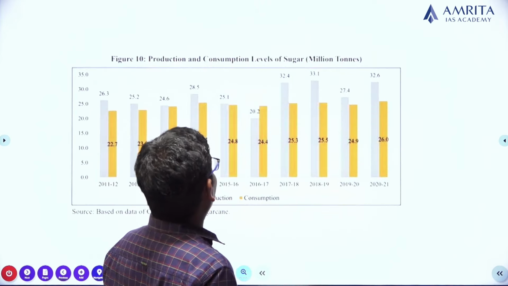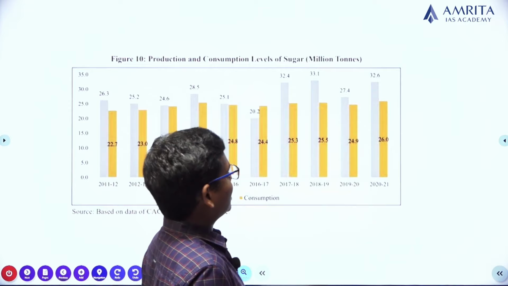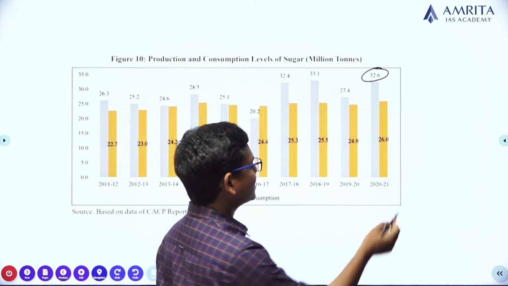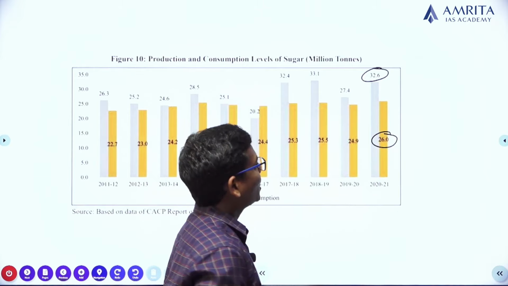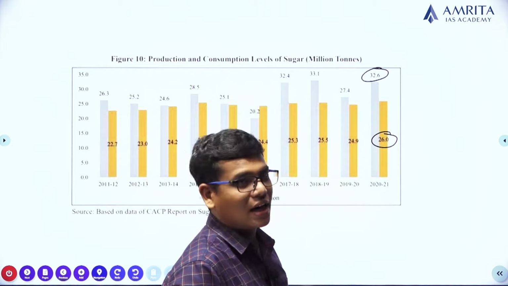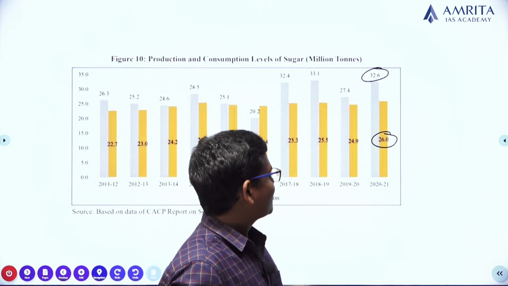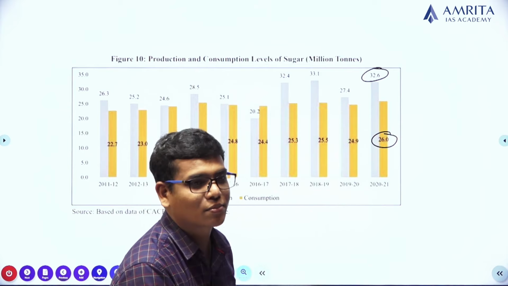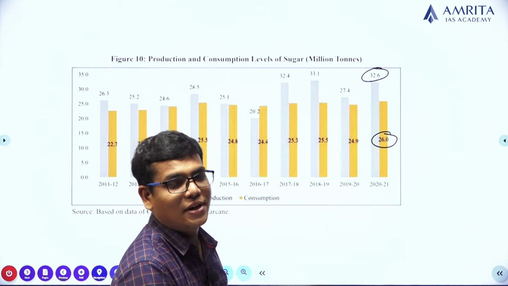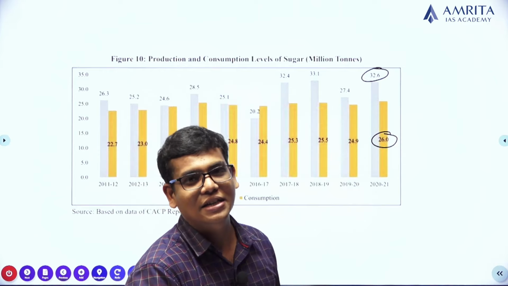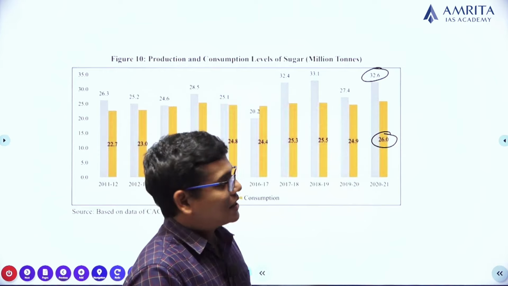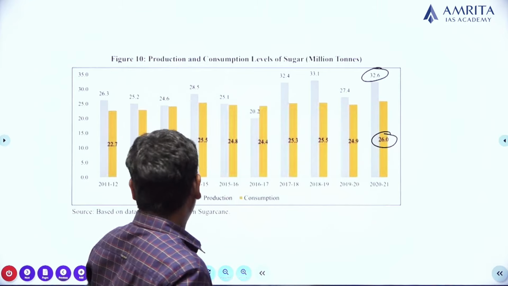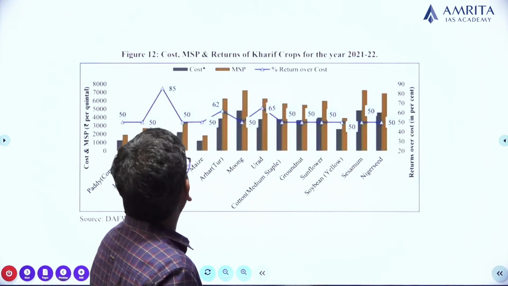Production and consumption levels of sugar. See, what is the level of production of sugar cane? 32.6. Our consumption is only 26, 27, 24. Suppose if the consumption has come down, then you need to do more exports. And exports again depend on the prices in the foreign countries. That again will impact the fair price of the farmers. But anyhow, just have an idea about the production of sugar.